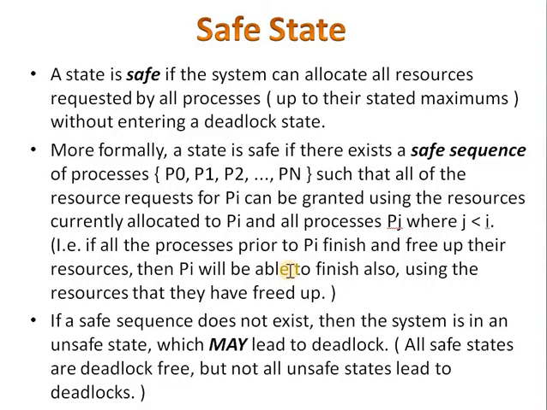This is a brief description of the safe state. In short, a state is safe if the system can allocate all the resources requested by all the processes. That means if a system can fulfill the requirements of all the processes, then the system is in a safe state. And when a deadlock occurs in the system, at that time the system is in an unsafe state.